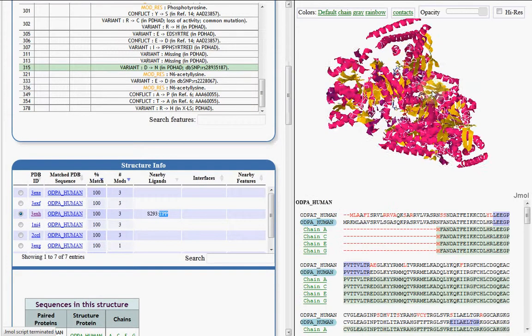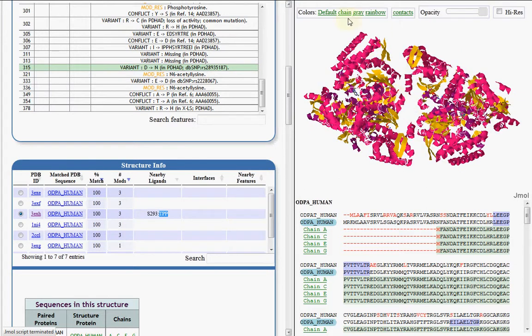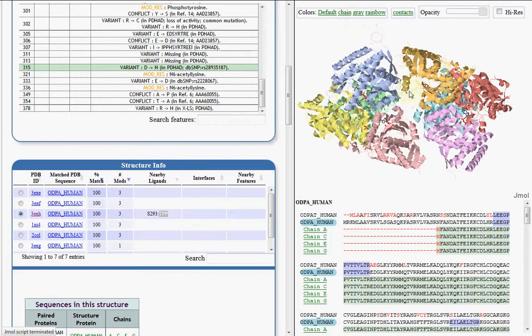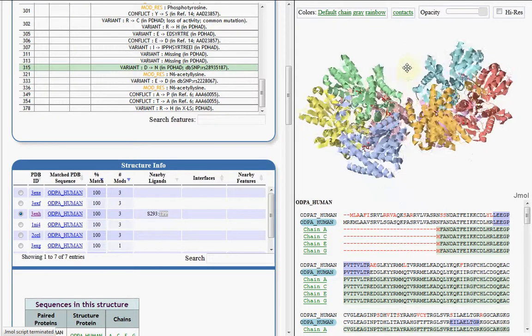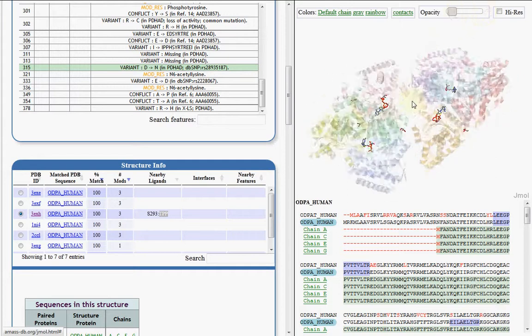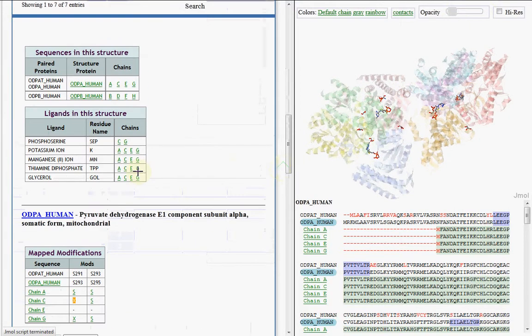This is the human pyruvate dehydrogenase. It's a very important metabolic enzyme that links glycolysis to the TCA cycle, so understanding modifications to this enzyme is very important for understanding human metabolism and metabolic disorders. The complex is formed of many different subunit chains, as you can see here. And there are many ligands bound to the structure. So let's scroll down and find out about these ligands.